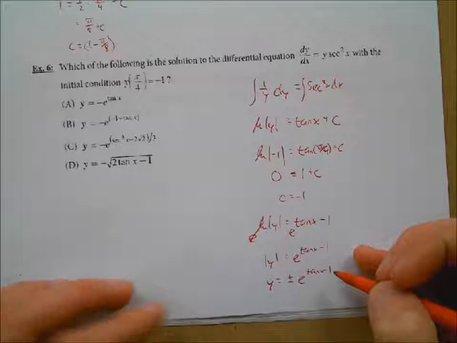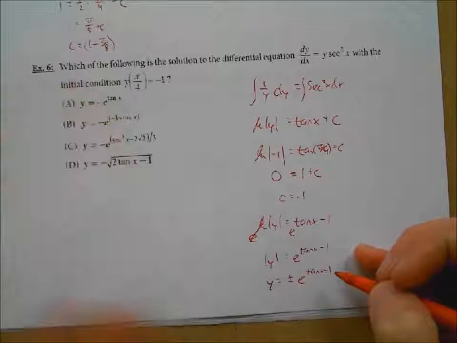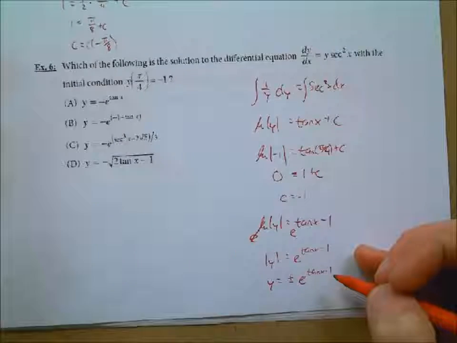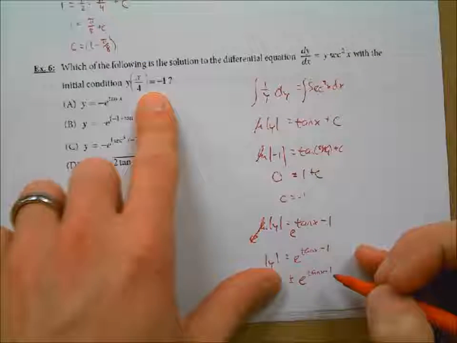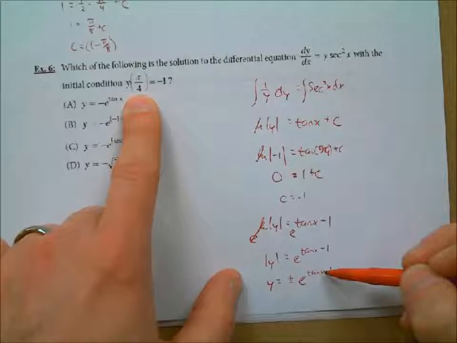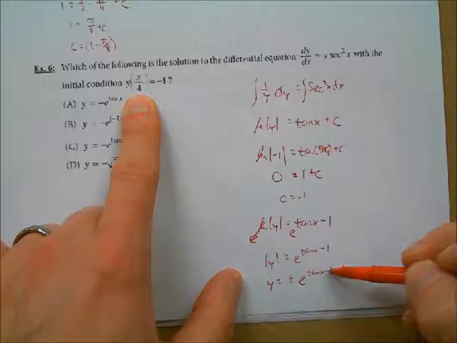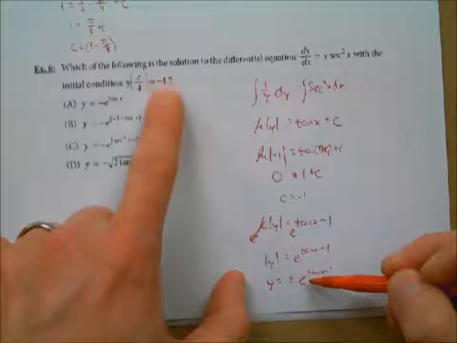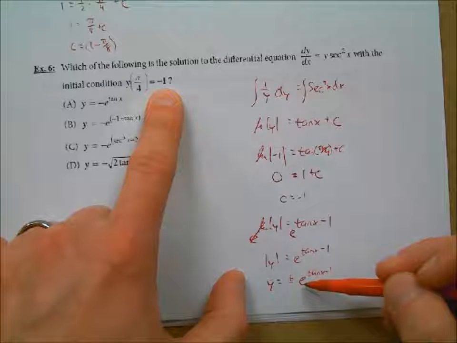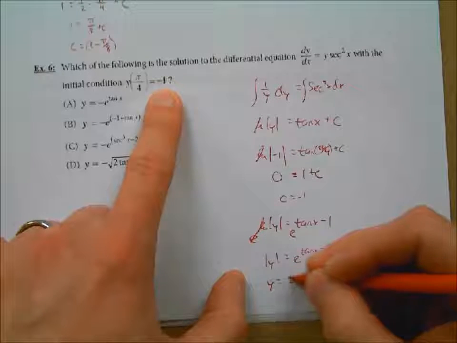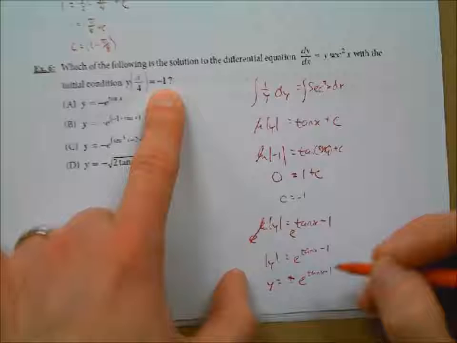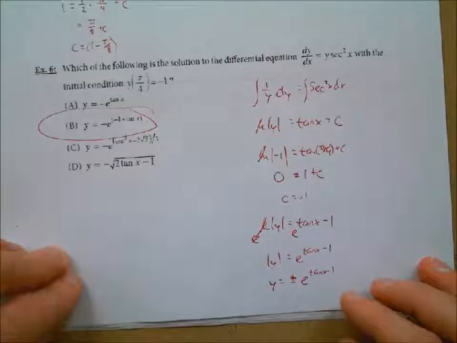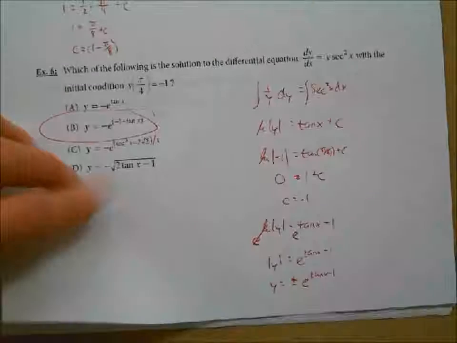All the answers are negative. Okay, so it's got to match. But how can we convince ourselves that must be so from up here? What information, Celia? The initial condition. The initial condition, exactly right. When you plug pi over 4 in, tangent of pi over 4 is 1, 1 minus 1 is 0, e to the 0 is 1, and we need that to be equal to negative 1. Well, a plus 1 is not going to make that happen. So it's negative e to the tangent x minus 1, which is the same thing as negative e to the negative 1 plus tangent x. So it is B. Okay? So there it is.